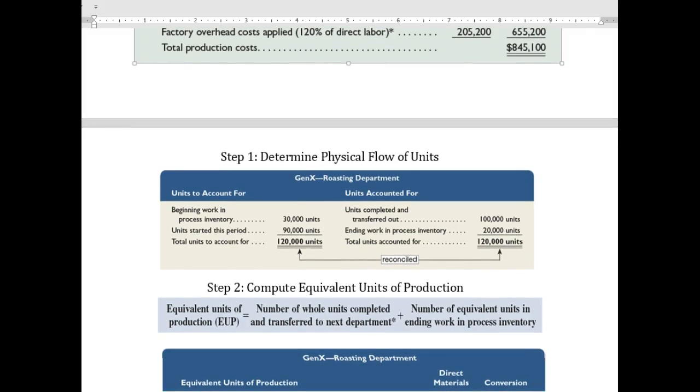Now, step 1. First of all, we deal with the units to be accounted for. We've got to figure out how many units there are and how they lay out. What do I assign costs to? So I began with 30,000. I started 90,000. That means I have 120,000 to account for. I transferred 100,000. That means I have 20,000 left in ending work in process. So I have balanced that, see? I transferred this, I have this left, I'm balanced. Now I'm going to need these numbers too.